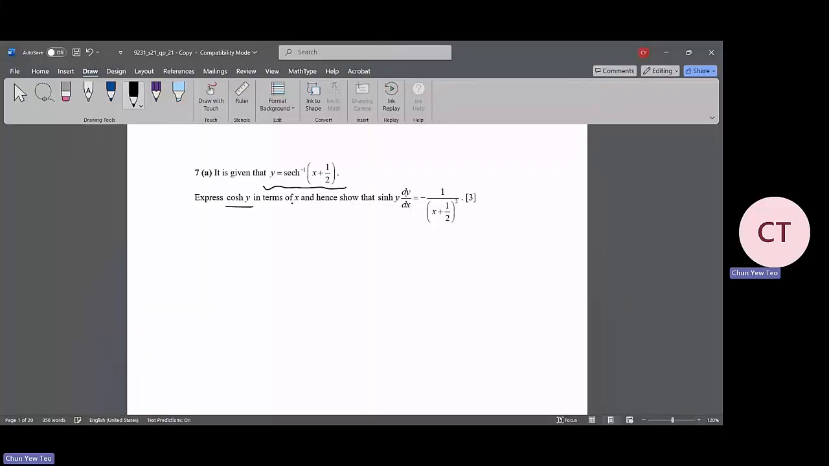Express cos y in terms of x, and hence show that sin y dy/dx is equal to the negative of 1 over (x + half) squared. So what you need to do is convert the inverse hyperbolic function into just the hyperbolic function. So you have sec y equals x plus half. Then sec y is actually 1 over cos y, so we can just write cos y is equal to 1 over (x plus half).